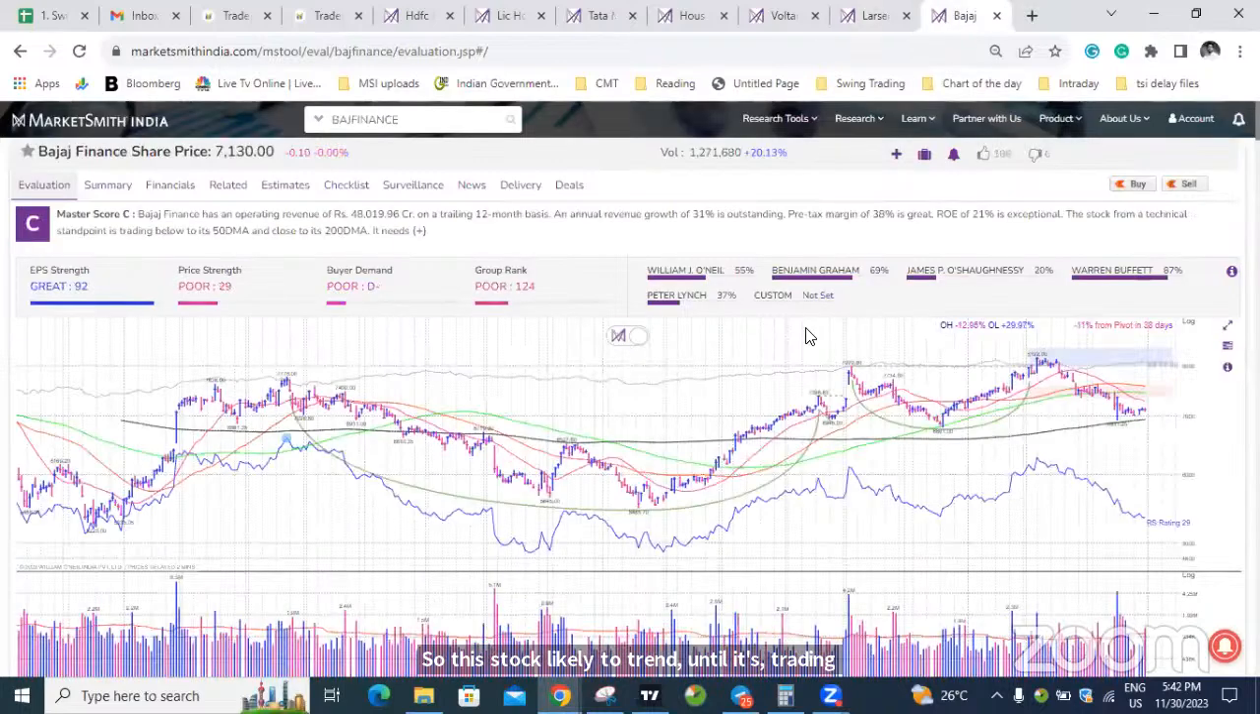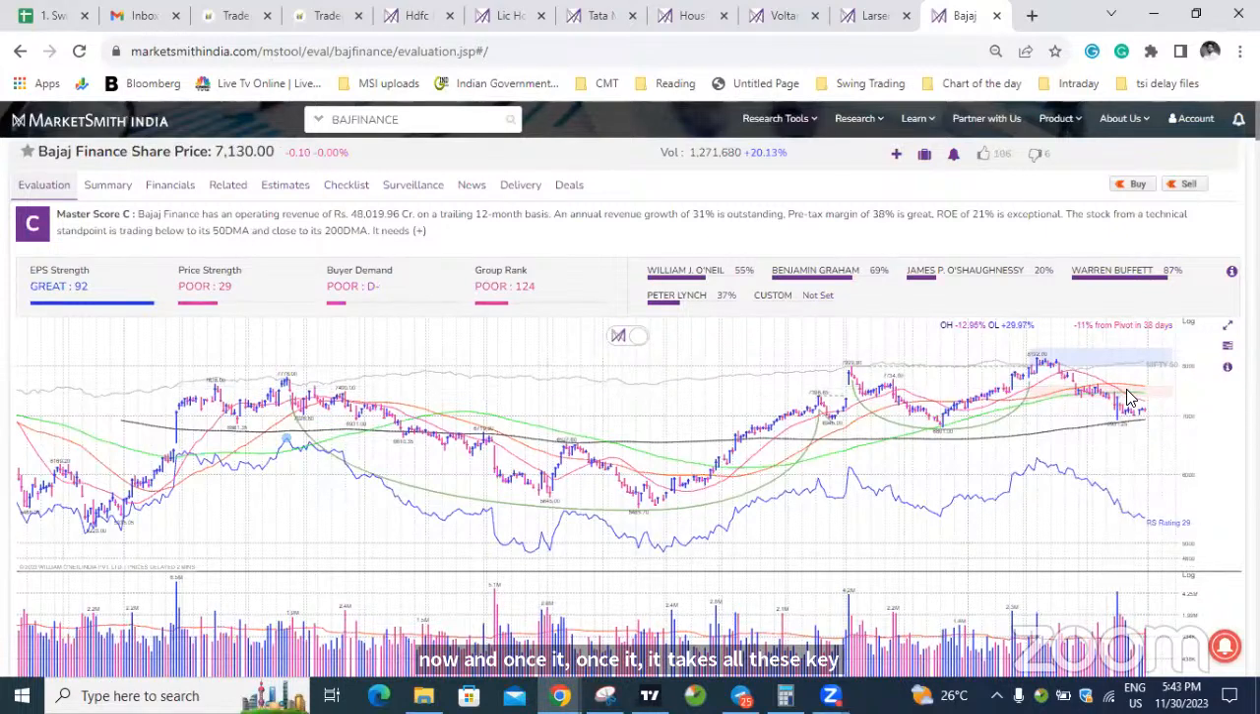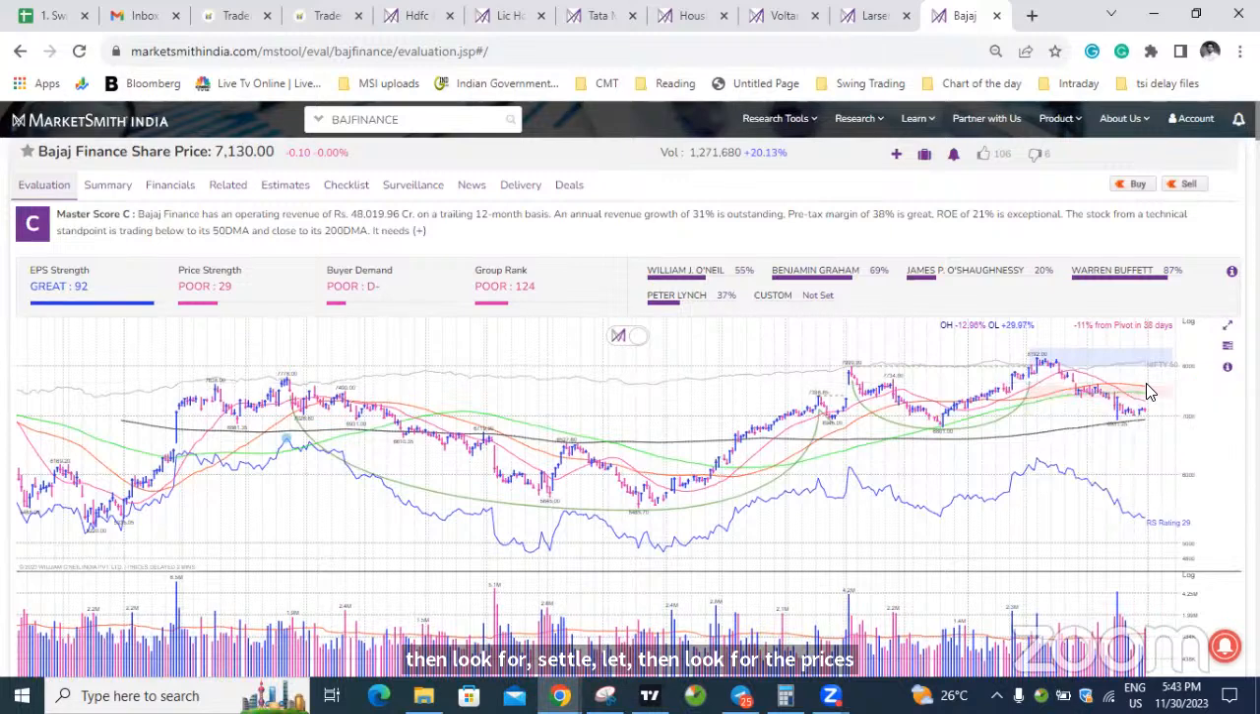And the next one is Bajaj Finance, clearly underperforming. One can avoid this stock right now, and once it retakes all its key moving averages, then look for prices above around the 7,500 level. Until then, one can avoid this stock.